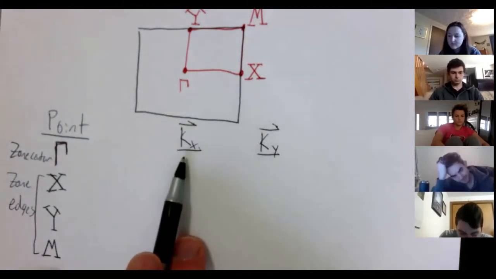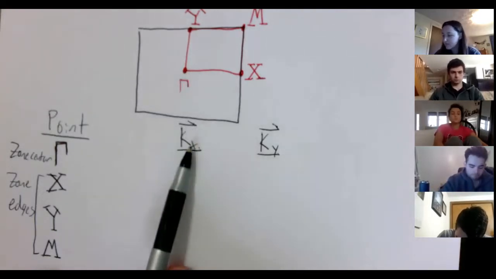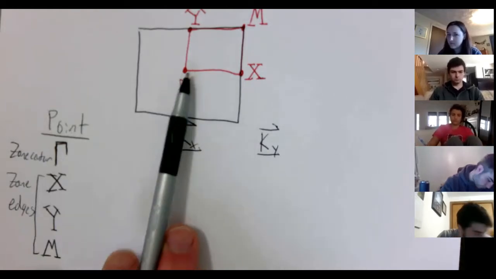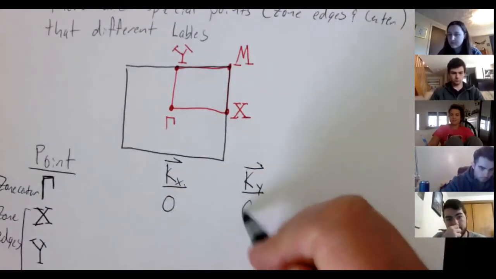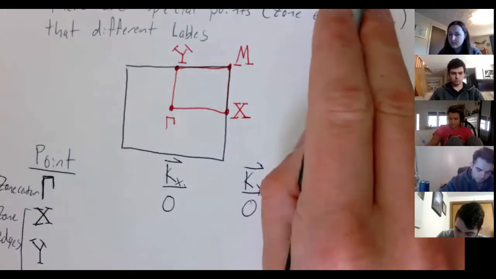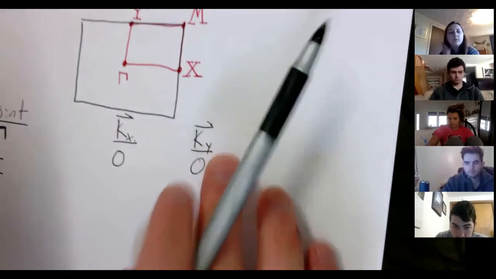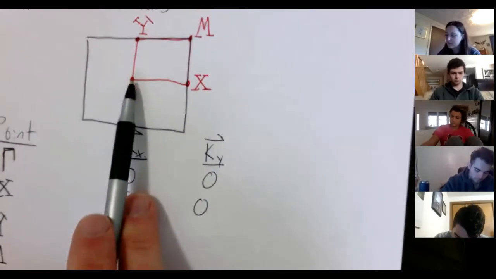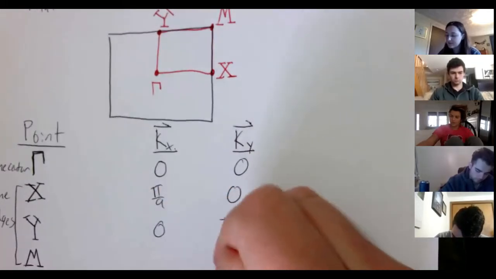Okay, so this is where we're starting. What's the value of kx going to be? Zero. Yep, zero. What about ky? Zero. Yep. Okay, now we're moving to X. So we can sort of think about it like this. Would it be pi over a, then zero? Yep. What about from gamma to Y? Zero, pi over a. Yep. And then pi over a, pi over a. Yep.